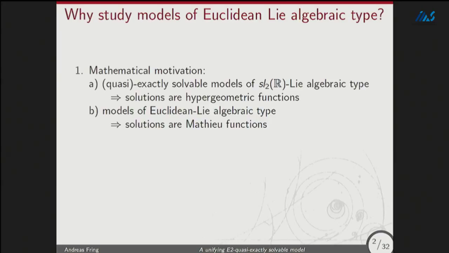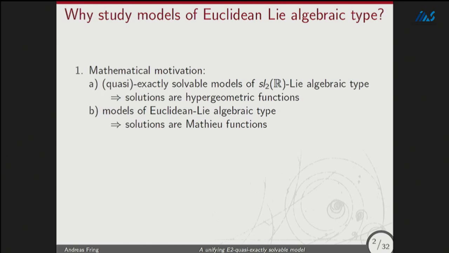E2 is the first one, and as a warning, I should say, it has nothing to do with exceptional algebras. I was asked this question several times. So in this context, E7 is not E7. It's a Euclidean Lie algebra.